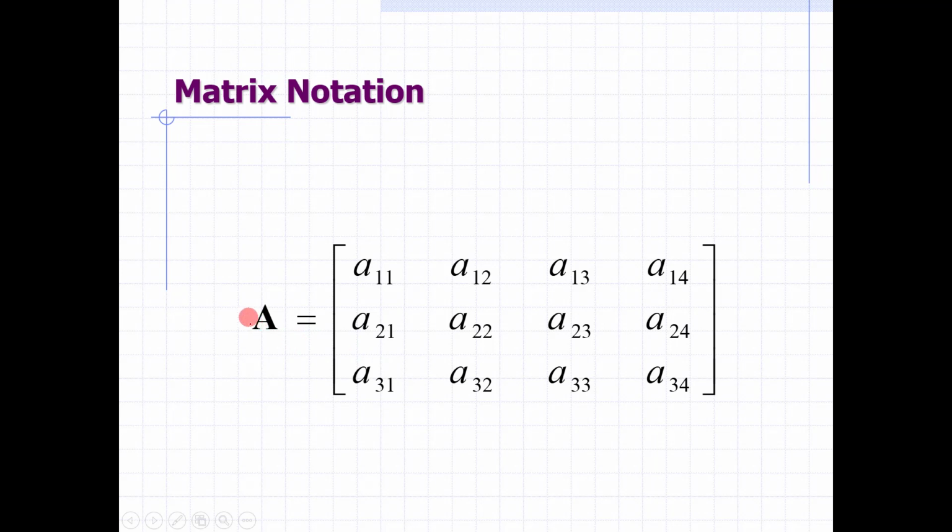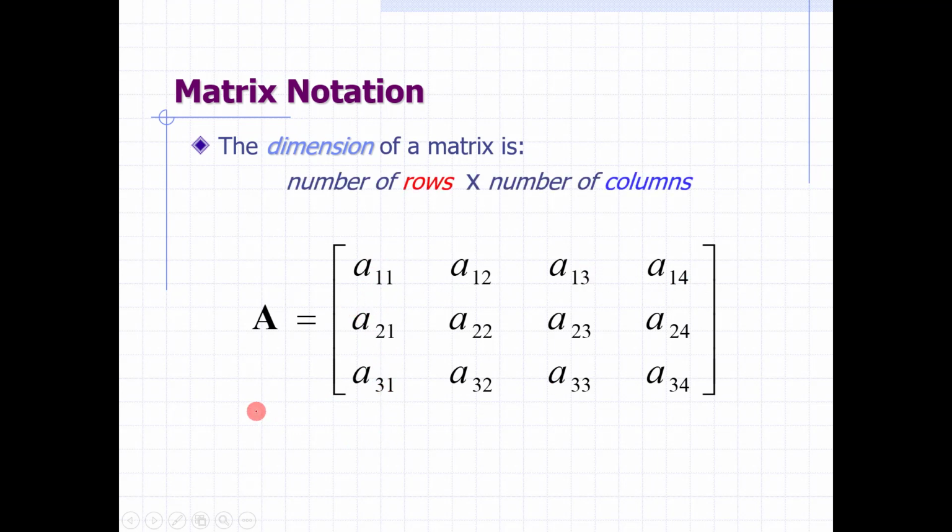We often use uppercase letters for a matrix that's not just a row or a column. And we often have them boldface for notation. This matrix here has 3 rows and 4 columns, so its dimension is a 3 by 4 matrix. So matrix A is 3 by 4, and these are elements of matrix A.